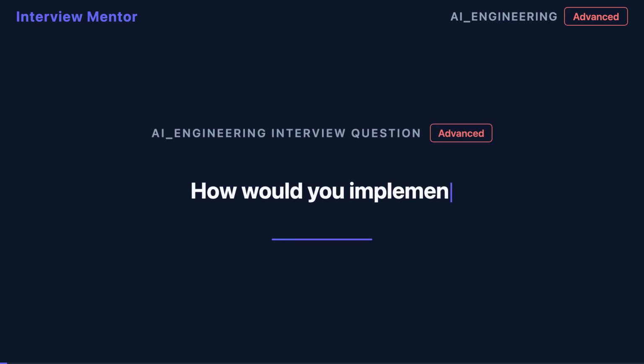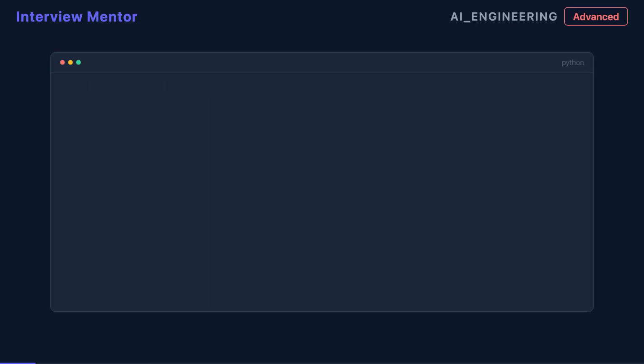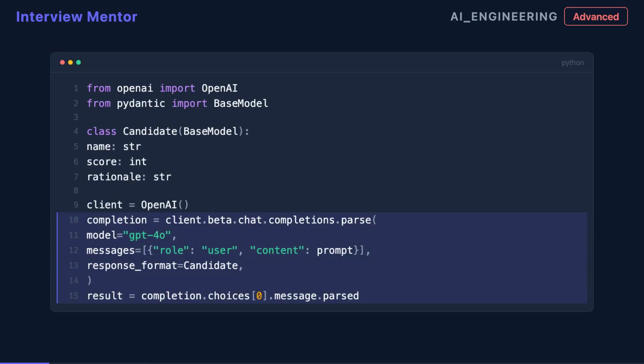Your LLM returned prose. Your pipeline just crashed. Let's fix that. The strongest defense is API-level schema enforcement. OpenAI's parse method constrains the model at the token level, making malformed responses nearly impossible.